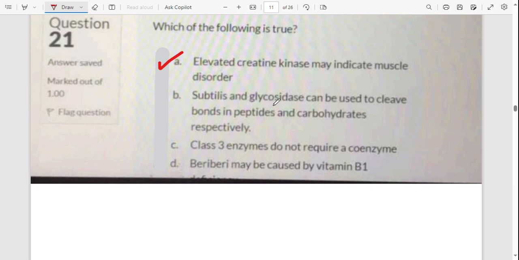Subtilisin and glycosidase can be used to cleave bonds in peptide and carbohydrate respectively. This is true. Subtilisin cleaves peptide bonds. Glycosidase cleaves carbohydrate bonds. So that is true.